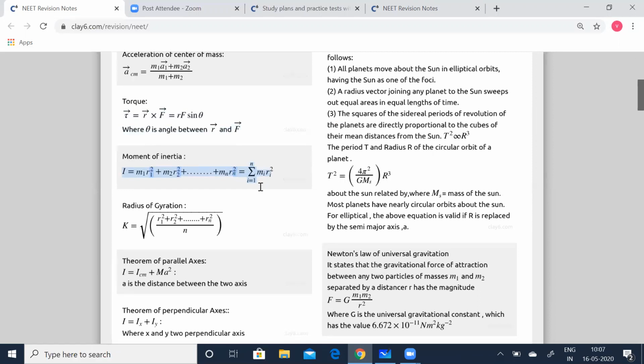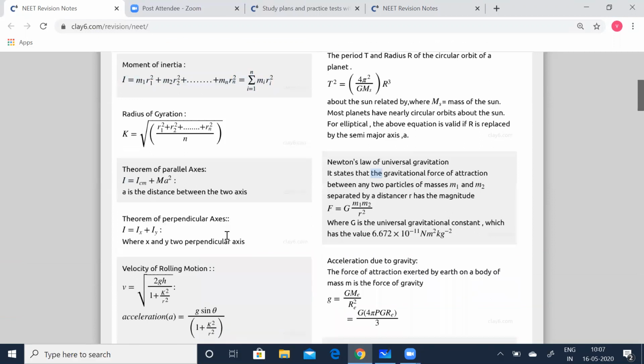The radius of gyration k is equal to the square root of r1 squared plus r2 squared and so on till rn squared, divided by n. Now there are two theorems you have to learn regarding the moment of inertia: the theorem of parallel axis and the theorem of perpendicular axis.